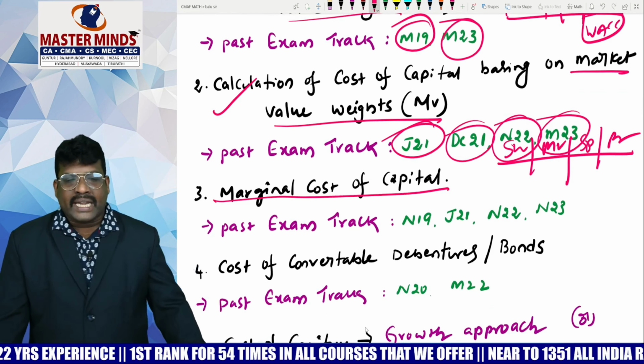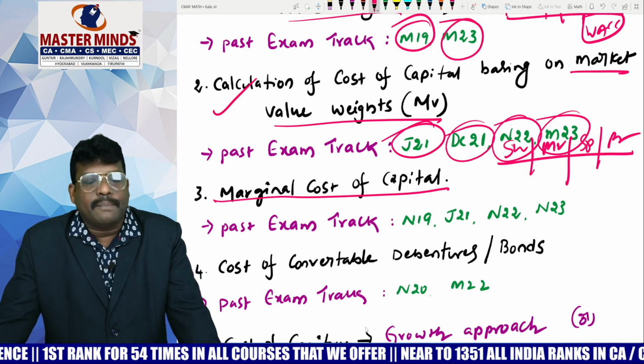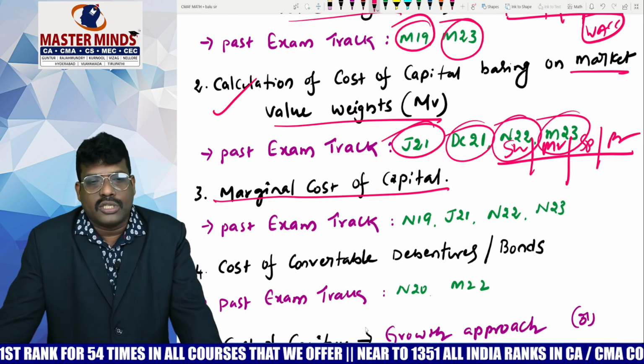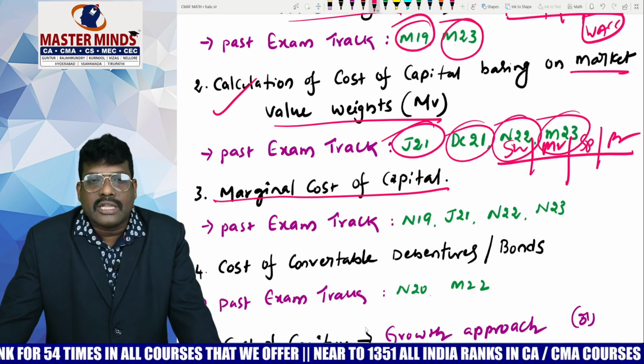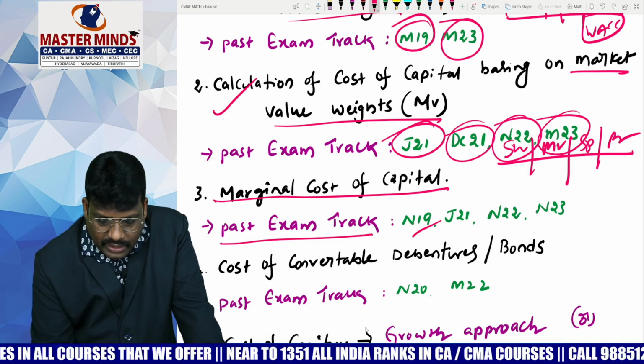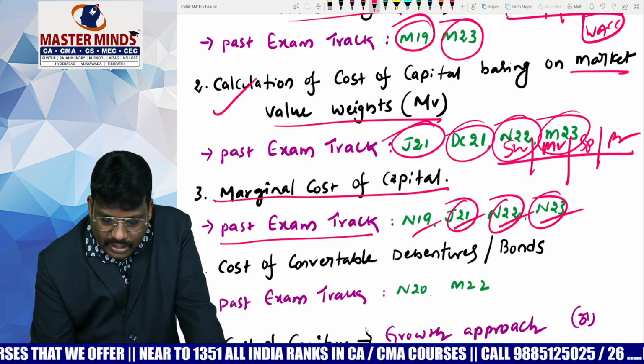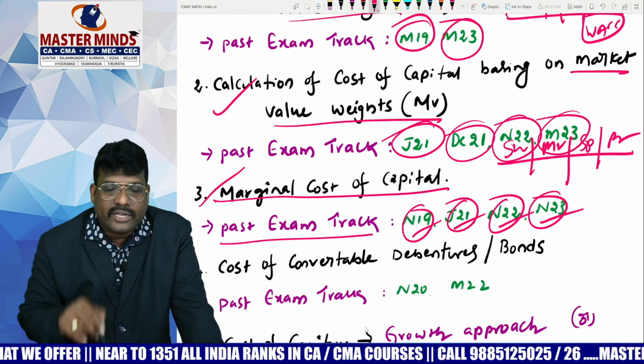When a company needs additional capital, what would the cost of capital be? That is the purpose of learning or asking questions from this model. Marginal cost: the word marginal represents additional. In past exams, if you observe November 19, June, November 20, November 23, how many times they have asked this model? That's why pay attention, right?